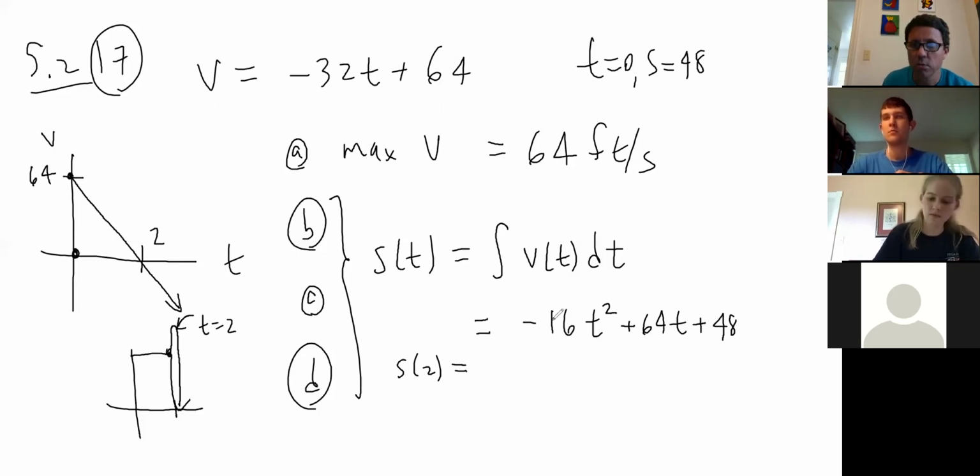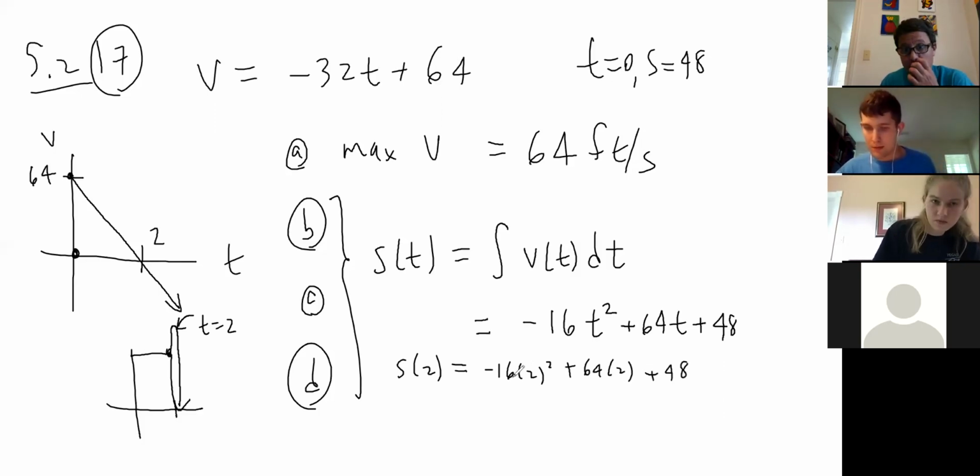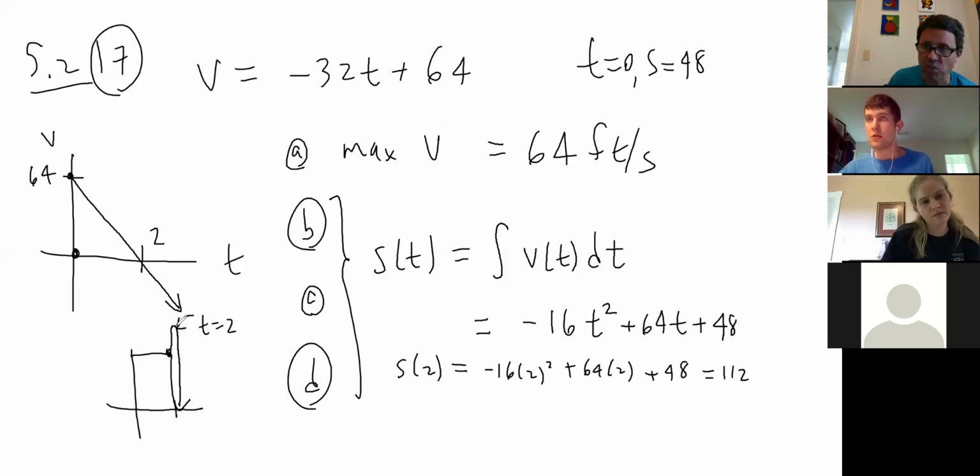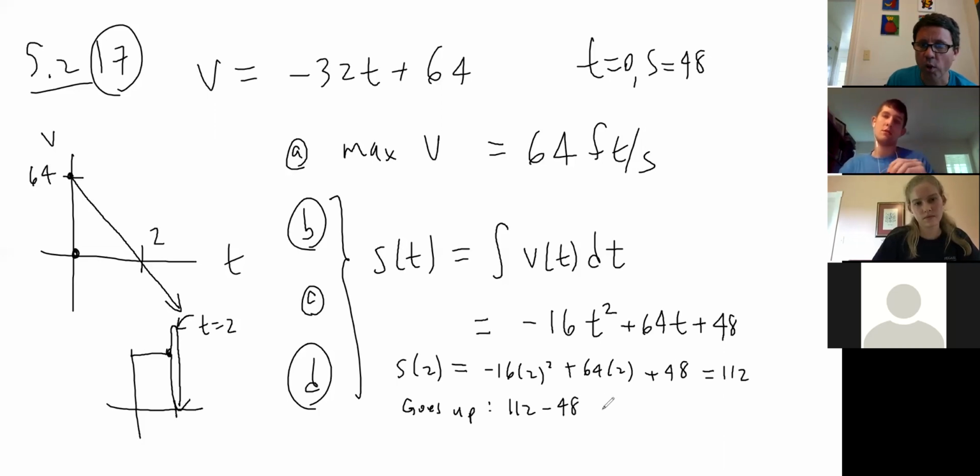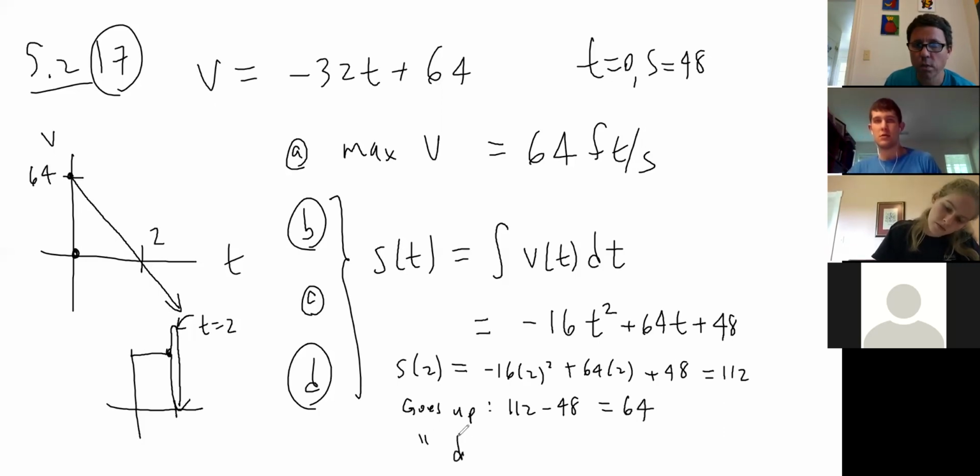Either way is fine. So S of 2, you plug in 2 here. It'll be -16 times 2 squared plus 64 times 2 plus 48. That's -64, plus 128, plus 48, which is 112. So the position is 112. Since you start at 48 and you're talking about displacement, you have to subtract 48 from 112 to get the displacement. So it goes up 112 minus 48, which is 64. And it goes down 48 from the starting point. So that one right there is the max displacement.